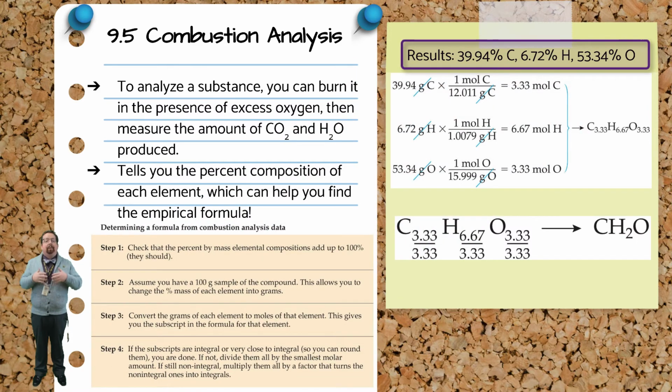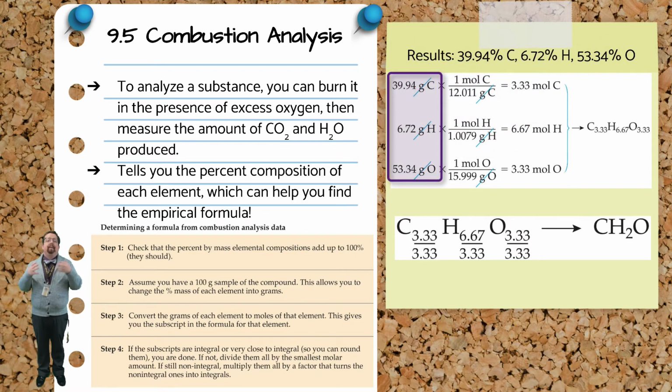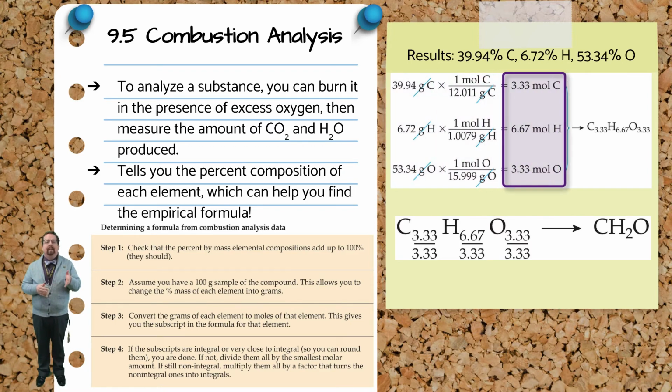So, let's say we were told the percent composition of a compound suspected to be glucose is 29.94% carbon, 6.72% hydrogen, and 53.3% oxygen. Those add up to 100%, so we're good to go. Assume that each of those percents are just grams, and then use the molar mass of each element to convert from grams to moles. This gets us 3.33, 6.67, and 3.33, which we could use as subscripts.